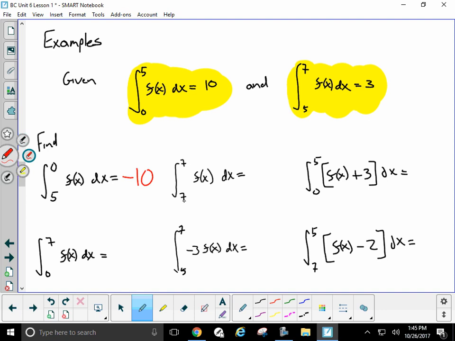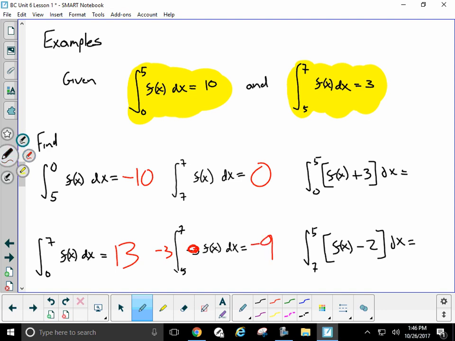The area from 7 to 7. I could have just put any random function. That's 0. Let's do another easy one. The area from 0 to 7. Well, that's the area from 0 to 5 plus 5 to 7. That's 13. The area from 5 to 7 of negative 3 times f of x. That's going to be negative 3 times the area from 5 to 7. The area from 5 to 7 is 3. So that's going to be negative 9.